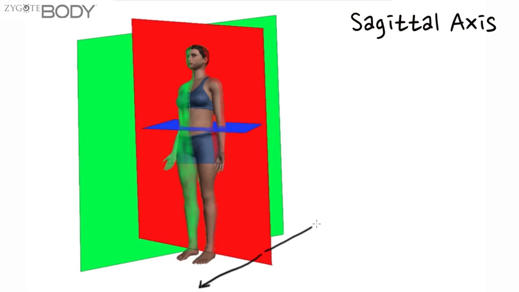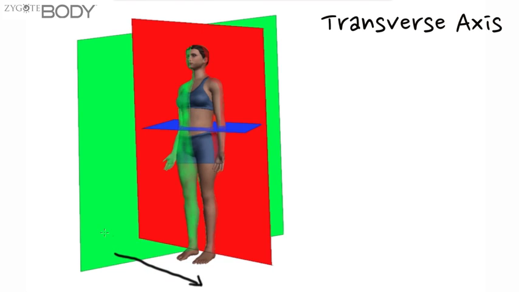The next axis that I need to discuss is the sagittal axis, and this axis is running antero-posteriorly, meaning from the front to the back or vice versa, and lies at the intersection of the sagittal and transverse planes. The third and final body axis that we need to know is the transverse or horizontal axis. This one is running from side to side as we see here and lies at the intersection of the coronal and transverse planes.